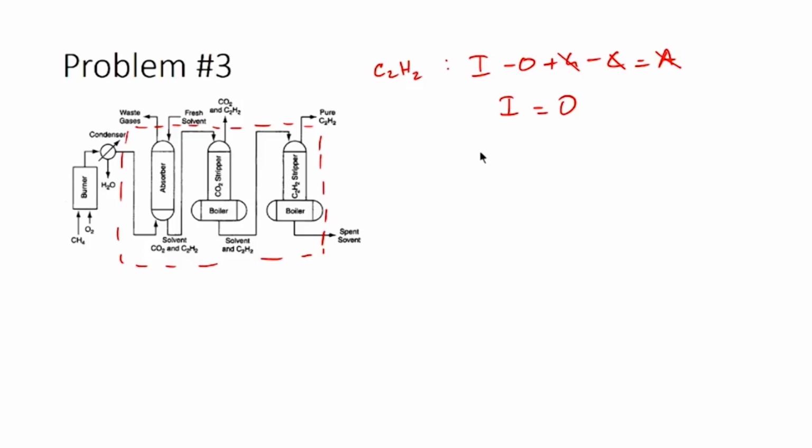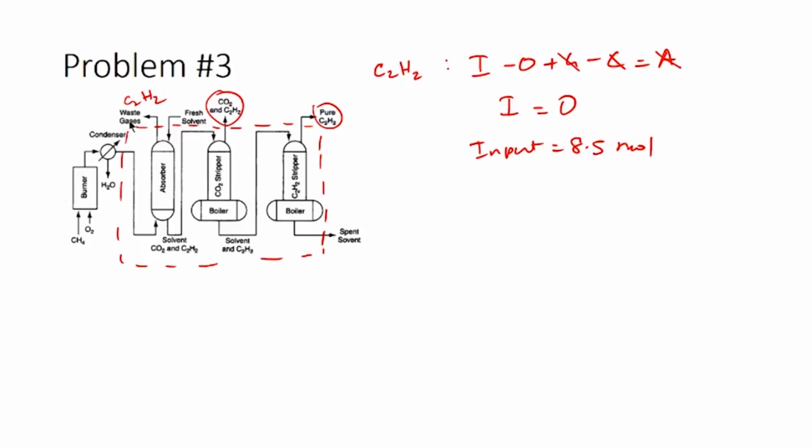So, the input is 8.5 moles, which we already know from the information given in the problem. Now we need to identify the different output streams. Acetylene is leaving through the waste gases, and it is leaving here and here. So, there are 3 different output streams for acetylene. We need to identify how much acetylene is leaving through the individual streams. How do we go about doing that?